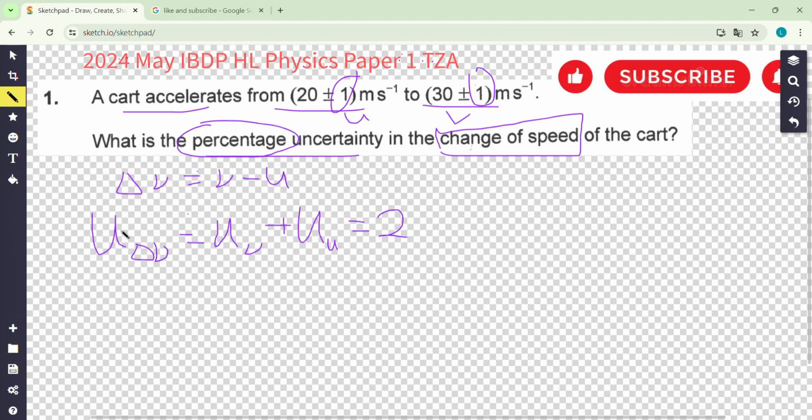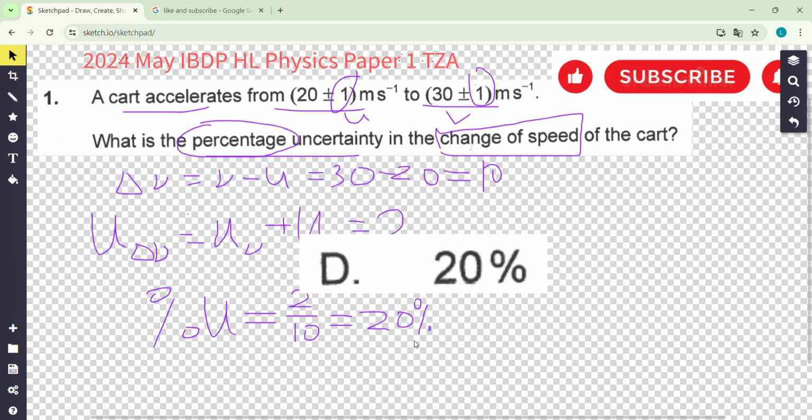So what is the percentage uncertainty? We need to divide the uncertainty by the result. Okay, the result is V minus U, so it's 30 minus 20. So it is 10. So the percentage uncertainty will be 2 over 10 times 100%. So it is 20%. Got it? The answer is D.